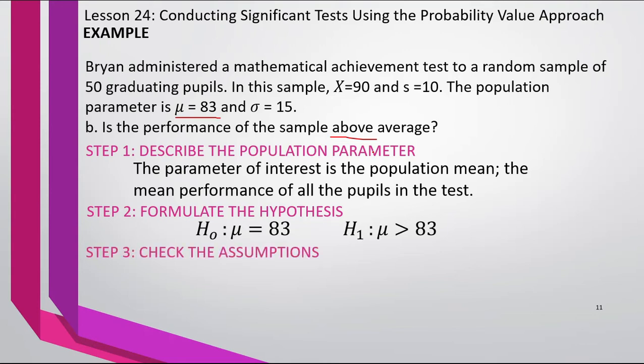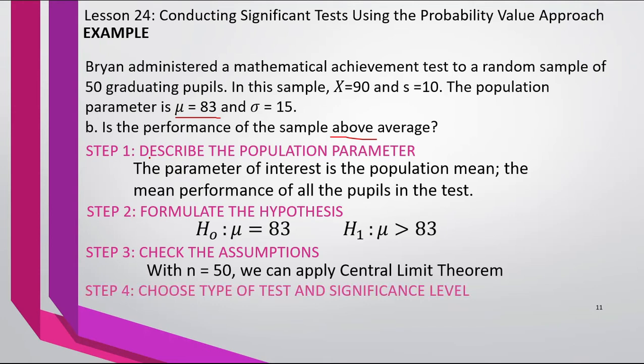Let us check the assumptions. Again, ang ating sample size ay equal sa 50. Therefore, we can apply the central limit theorem. Ayan, very good. Next, we choose the type of test and significance level. Again, sa step 2 pa lang, makikita na natin, since ito ay greater than yung value, we can say that this is what? A one-tailed test. Nasaan ang tail niya? Is it to the left or to the right?